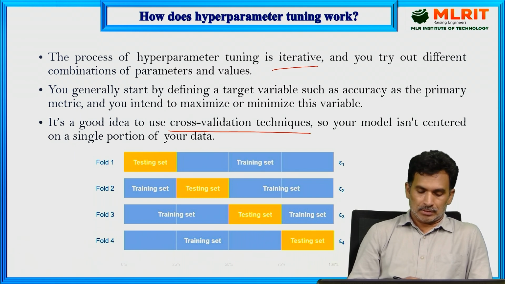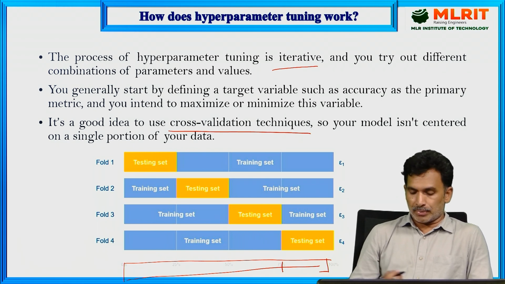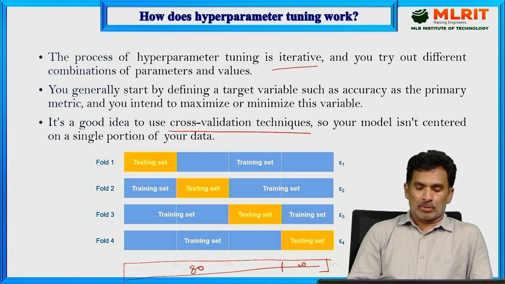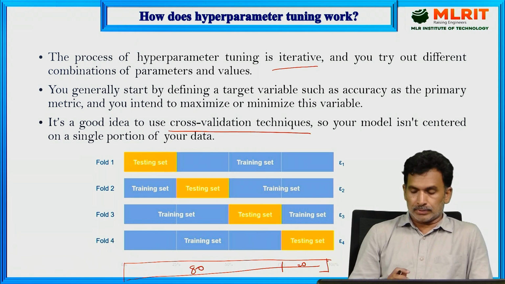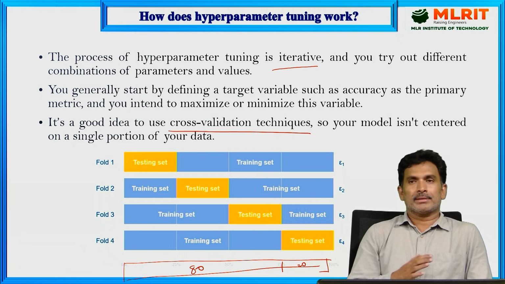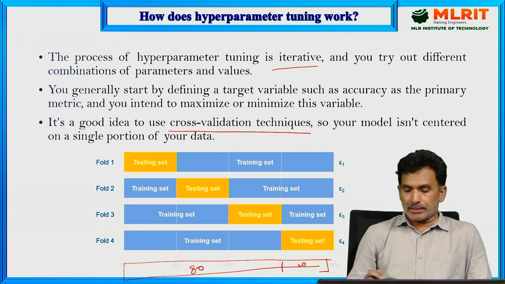Suppose you can see here from this diagram, this is one data set. To train the model, we divide the data set into, let us say, 20% for testing and 80% for training. If you have done this, simply splitting the data set into 20% and 80%, that is training and testing only once, and then you train the model.